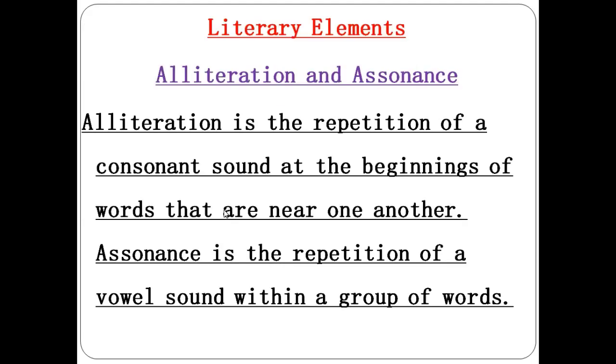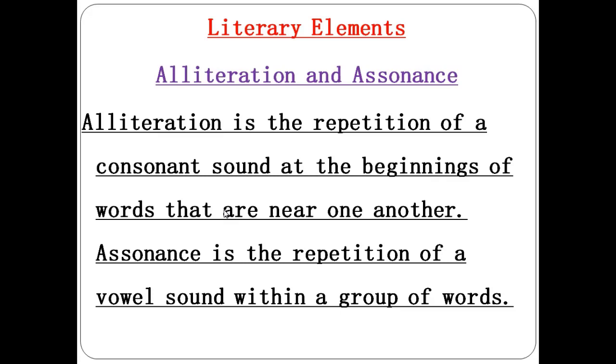Now the second point about the language devices or the literary elements which are used in this pair of poems: alliteration and assonance. So what are these things? Alliteration and assonance. These are literary elements or literary terms that we discussed earlier.